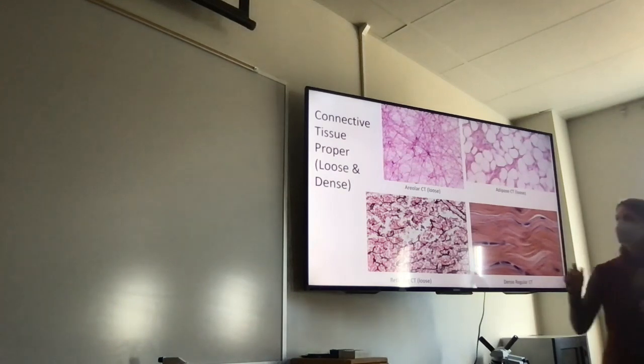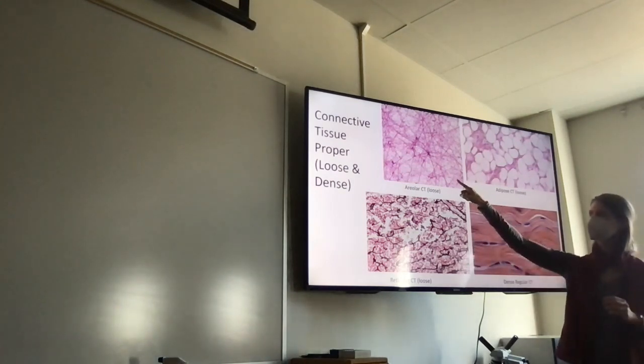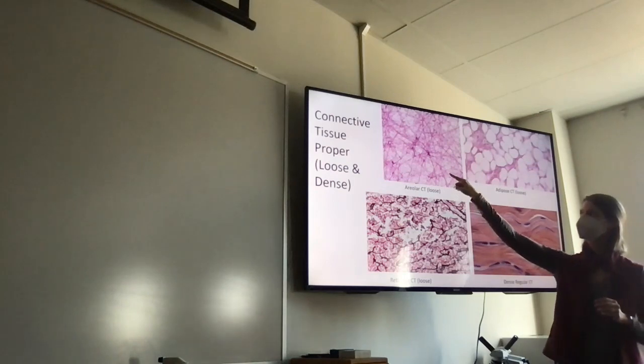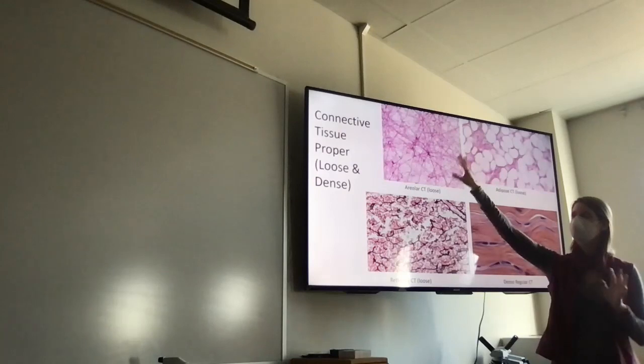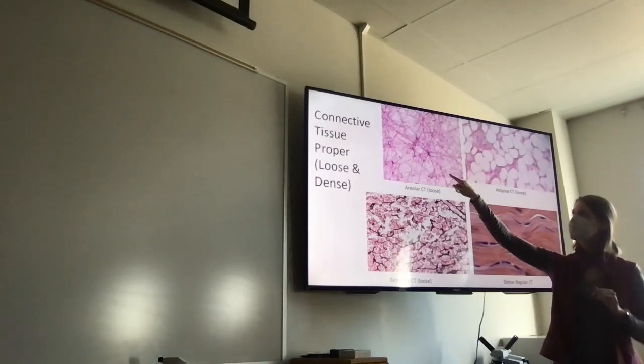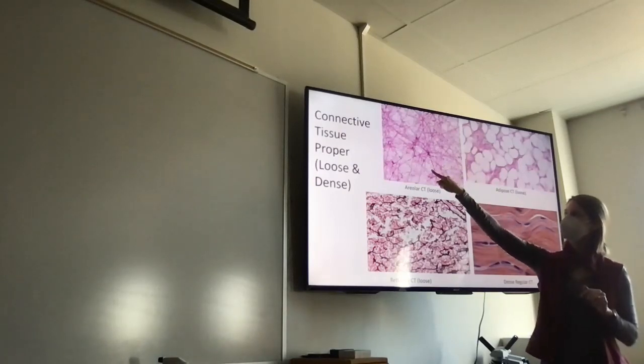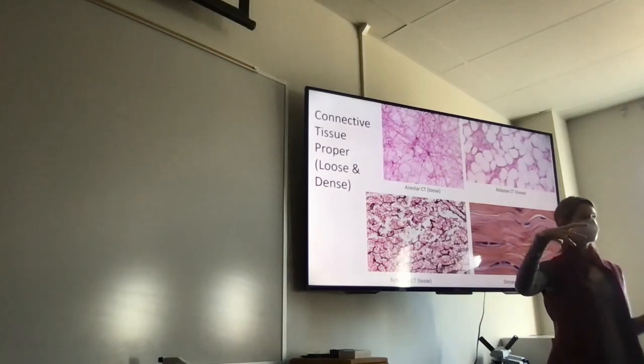Areolar connective tissue has the most space between cells. So all these little tiny pink dots, ignore the hair-looking fibers here, all these little tiny pink dots are cells. So they're really spread apart. There's a lot of white space in between them.